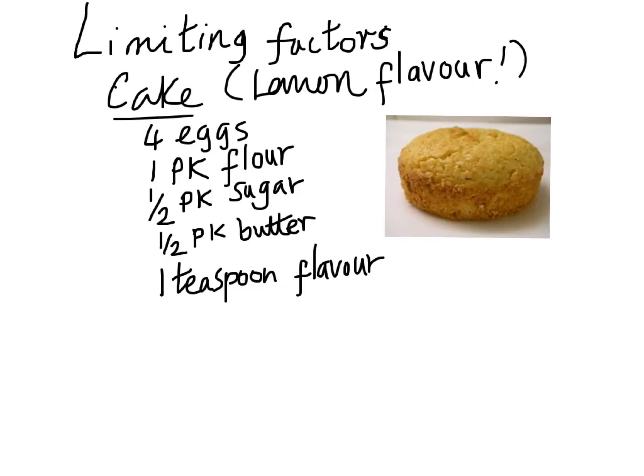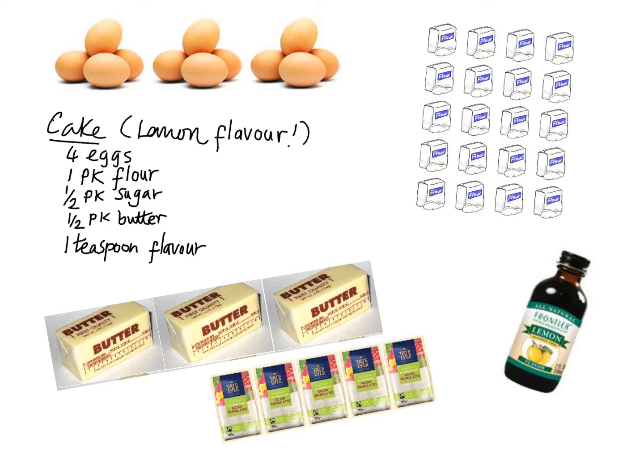To understand limiting factors, it's useful to think of an analogy, which in this case is making a very simple cake. Don't think of anything complex. It's a very simple lemon flavor cake. To make this, you need these ingredients: 4 eggs, 1 pack of flour, half a pack of sugar, half a pack of butter, and 1 teaspoon of flavor. In this case it's lemon flavor.